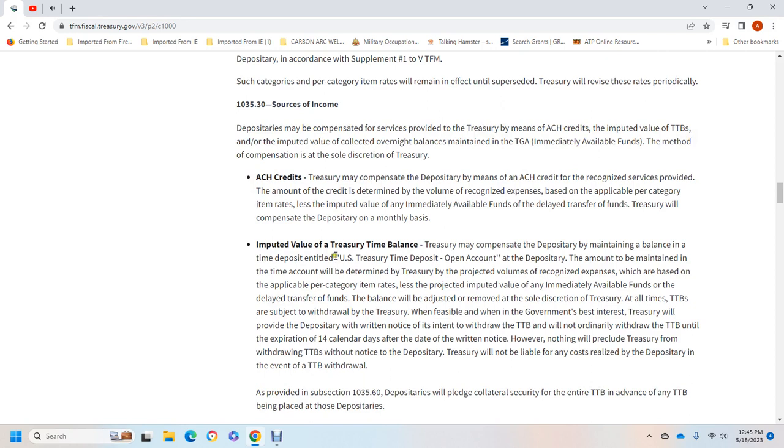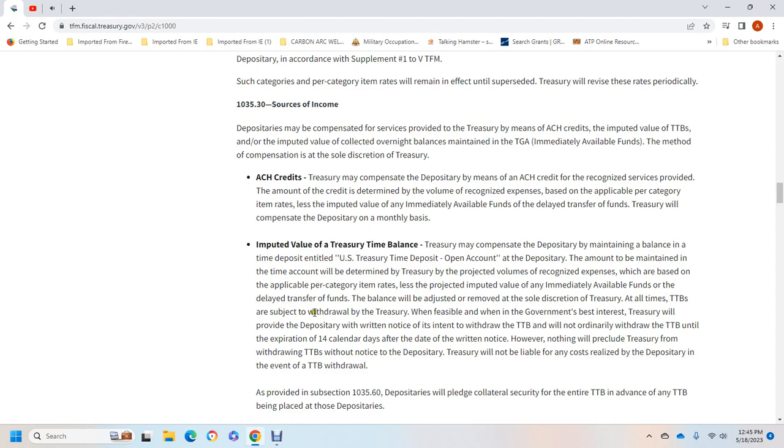Imputed value of the Treasury time balance. Treasury may compensate the depositor and maintain the balance for the deposit of the U.S. Treasury time deposit open account on the depositor amount, with the amount paid and made in maintaining the time account, determining the Treasury's projected volumes of the recognized expense based on the applicable per-category item rates, less projected imputed value of the immediately available funds or the delayed transfer of funds. The balance will be adjusted or removed at the sole discretion of the Treasury at that time.